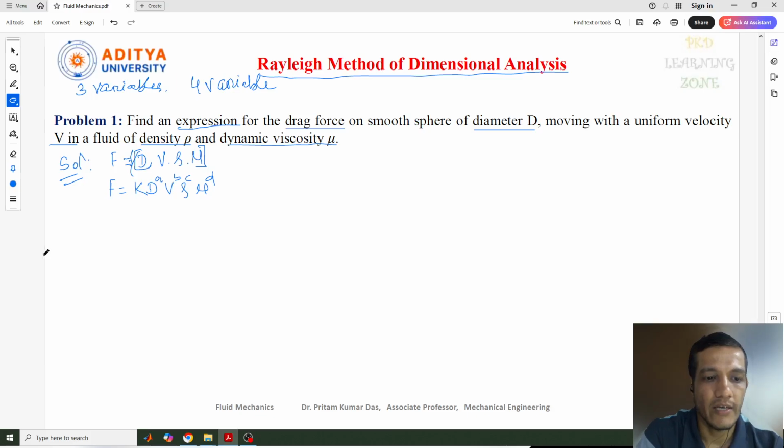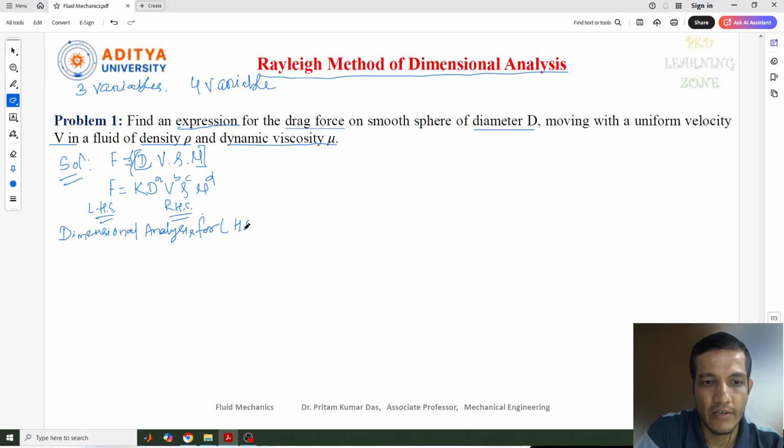So what I mean to say here is, suppose this is the force on one side, the left hand side, and all these terms are on the right hand side. So we need to find the dimensional expression for the right hand side and left hand side both. Now first, let's do the dimension analysis for the left hand side.